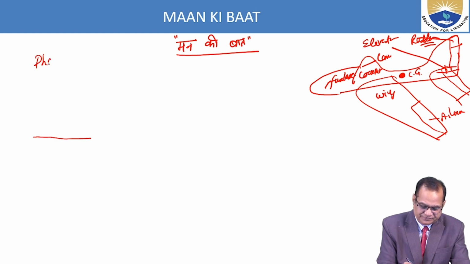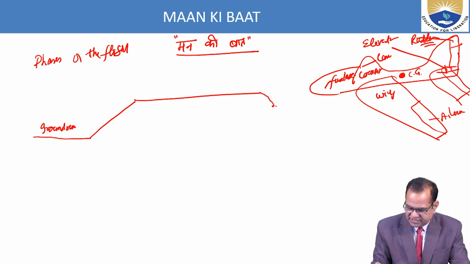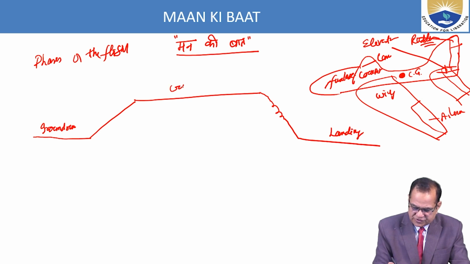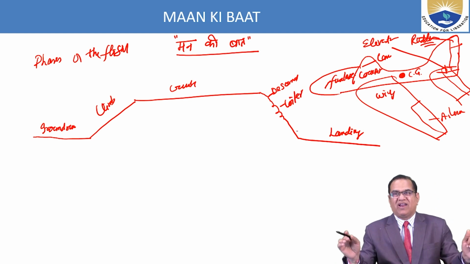These are the phases of the flight. This is the ground run. This is the climb. This is the cruise. This is the descent. This is the loiter. This is the landing. Again, this is the cruise, the climb, the descent, and the loiter. Okay, so these are the phases of the flight.